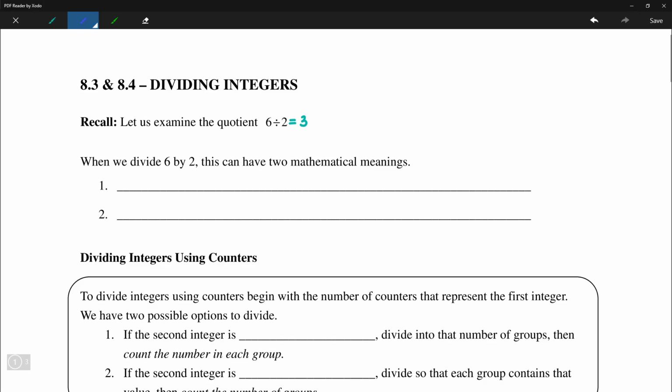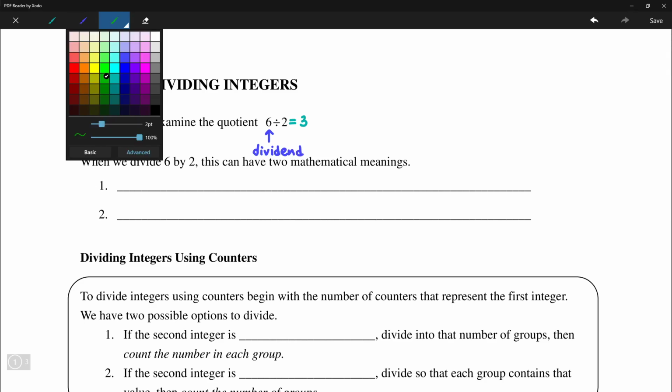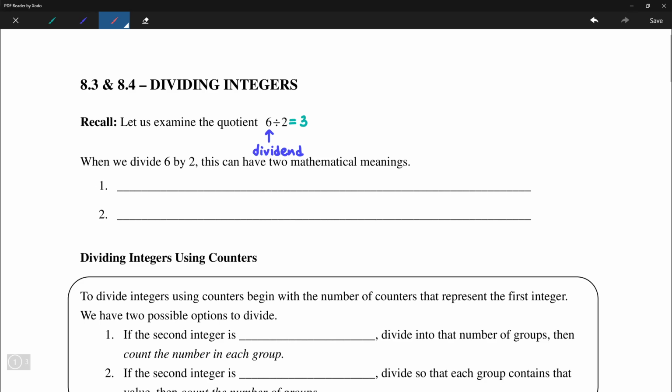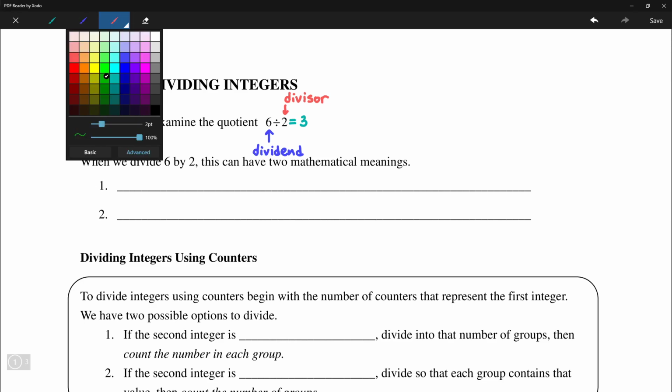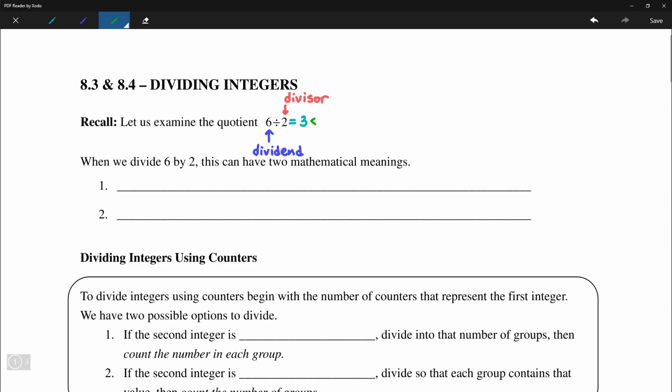The first part is the dividend. That is the number to be divided. The second part is the divisor. In this case, it is 2. It is the number that we are going to divide by. And the third part is the quotient. So that is the answer to the question.